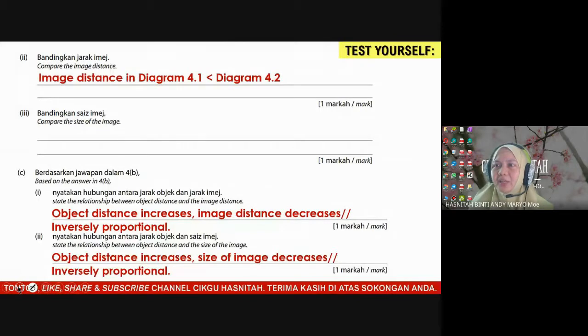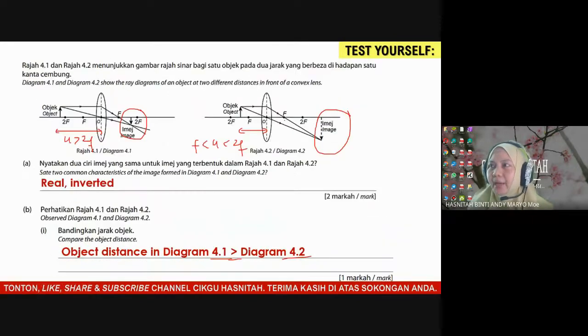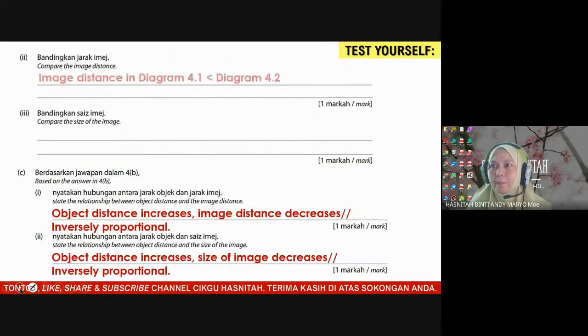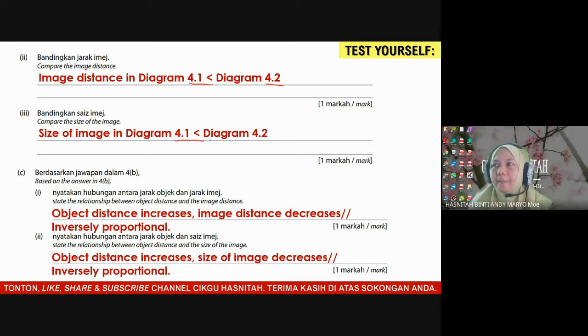Then compare the image distance. If you go back to the diagram, this is the image distance in 4.1. So you can see the image distance in 4.1 is less than the image distance in 4.2. So 4.1 is less than 4.2. Then compare the size of the image. The size of the image in 4.1 is smaller compared to the size of the image in 4.2. So we write 4.1 less than 4.2.